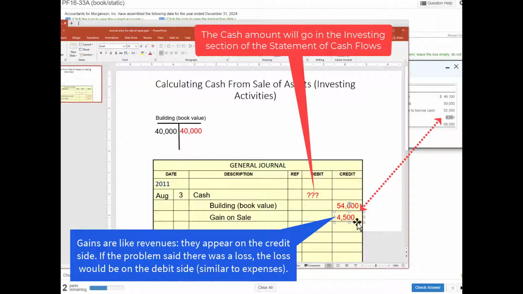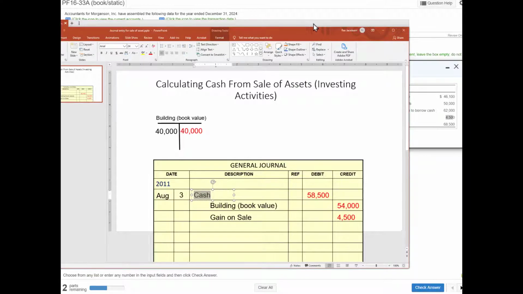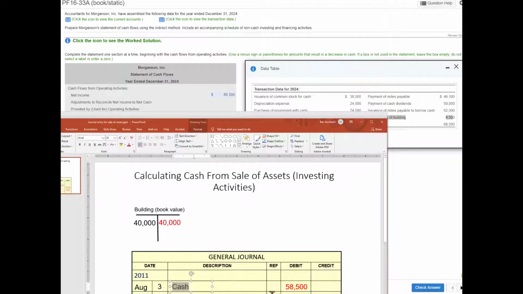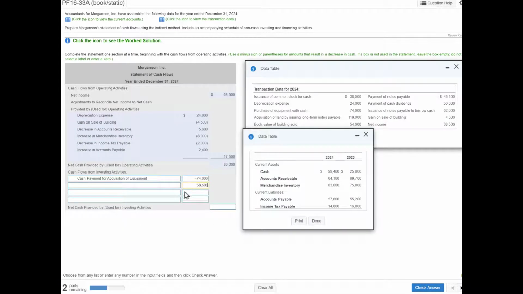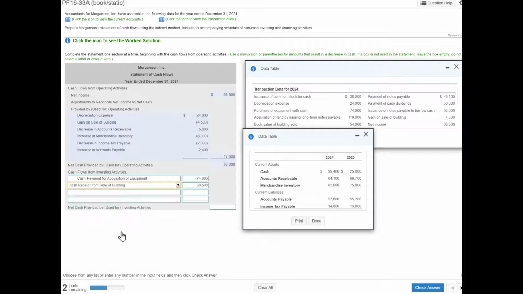So how much must the cash be if we have credits of $54,000 and $4,500? Well, we just need to add those two up. So we get $58,500. This is the number that is going to go on our statement of cash flows, because that's the amount of cash that we received from selling this building. So $58,500. Wonder if I can copy and paste that. Hey, it worked. So that is cash receipt from sale of the building.